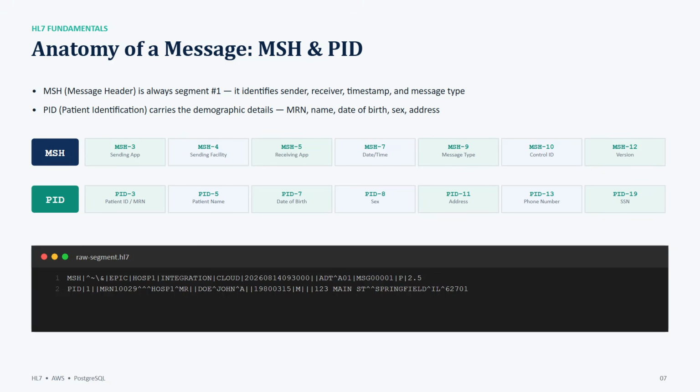Every HL7 message starts with an MSH, the message header. Field 9 is the important one. That's the message type, like ADT caret A01 for an admit. Right after that usually comes PID, the patient identification segment, which is where you will find the medical record number, the patient's name, date of birth, and address. Look at the raw text at the bottom. See how everything is separated by those pipe characters. Once you can count fields like this, HL7 stops looking scary.